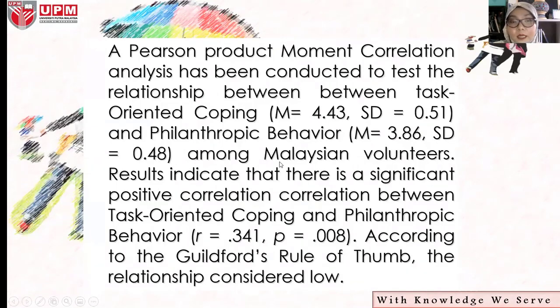Among Malaysian volunteers. So the result in table 1 indicated that there is a significant positive correlation between task-oriented coping and philanthropic behavior. Then you report the result, both R and significant value. So R equals to 0.341, P equals to 0.008. Or you can also report the significant value as P lesser than 0.05. This one is also acceptable, instead of mentioning the exact result. Okay, so according to the Guilford rule of thumb, the relationship is considered low.